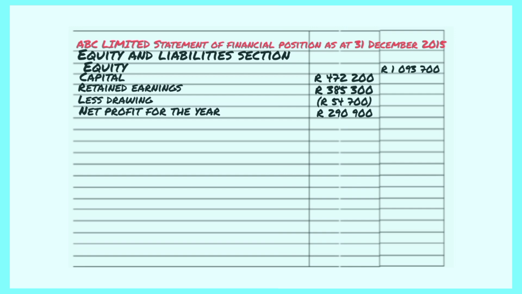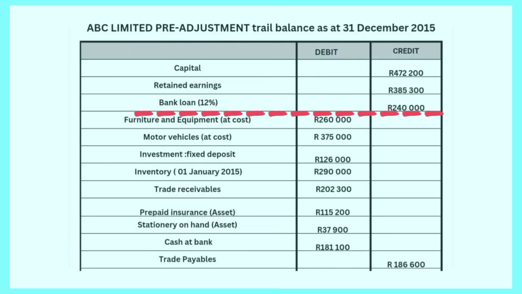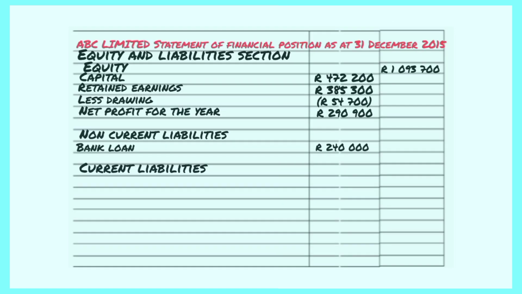Now we are doing liabilities. Again, liabilities are divided into two. We have non-current liabilities. We then have current liabilities. We always start with non-current liabilities. Here we have a bank loan of 240,000. You write it down. Only this long-term liability we have here. So total your non-current liabilities, 240,000.